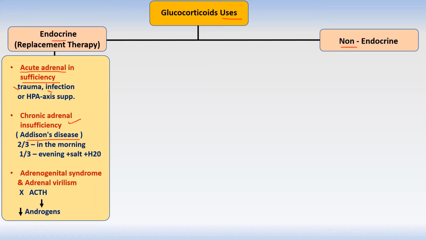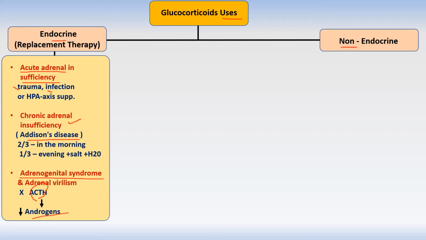These glucocorticoids can also be used in the adrenogenital syndrome. Mainly dexamethasone is given. Highly potent dexamethasone is given to suppress the pituitary ACTH so that no adrenal androgens are produced.